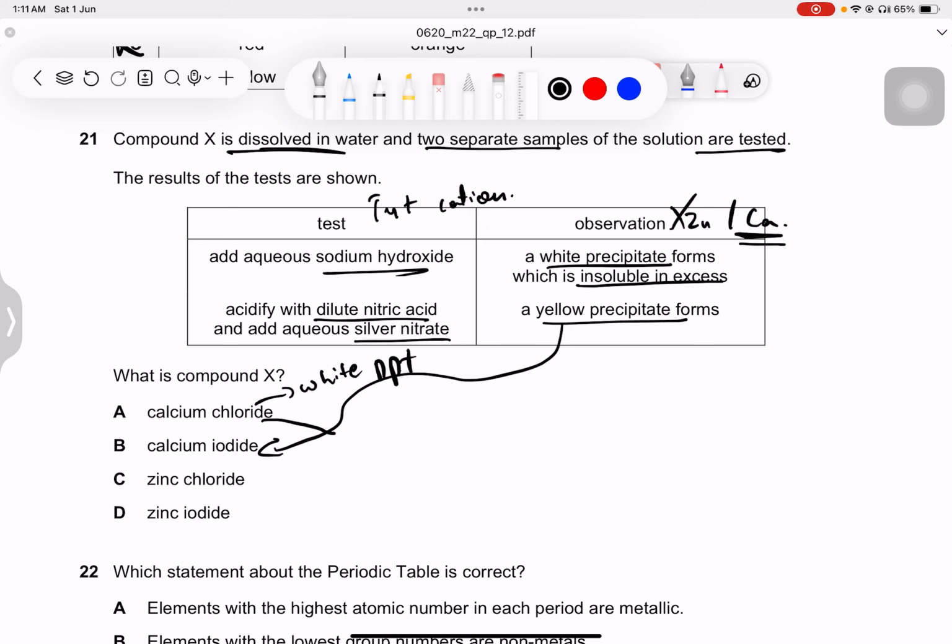And bromine, if this was bromide, bromide has a cream precipitate. So option B is correct.